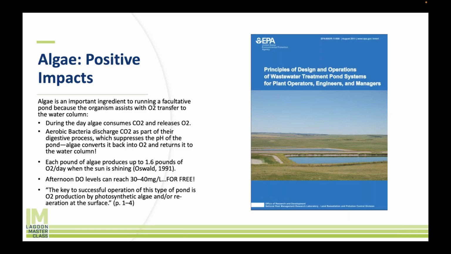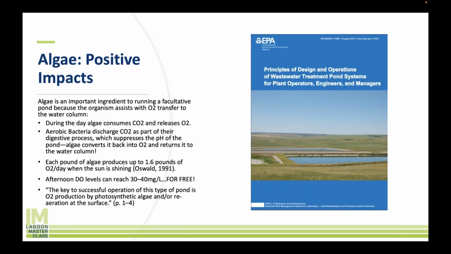This is a really good symbiotic relationship because you've got the heterotrophic bacteria that are breaking down the food and consuming oxygen in the process. And then you've got the algae that take that carbon dioxide produced by the heterotrophic bacteria breaking down the BOD, which is what you want, and convert it back into oxygen.